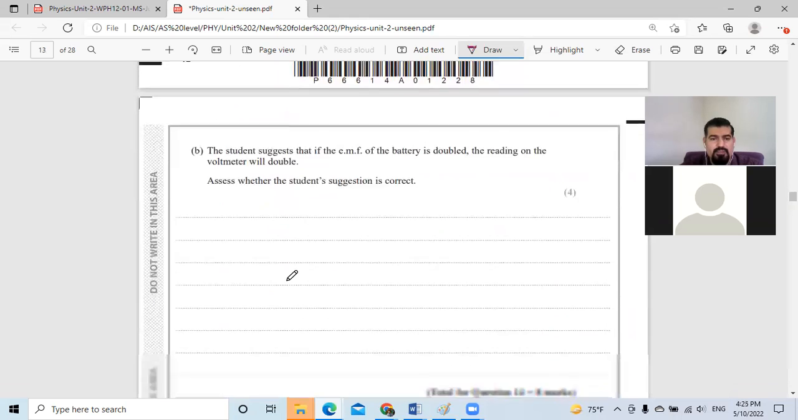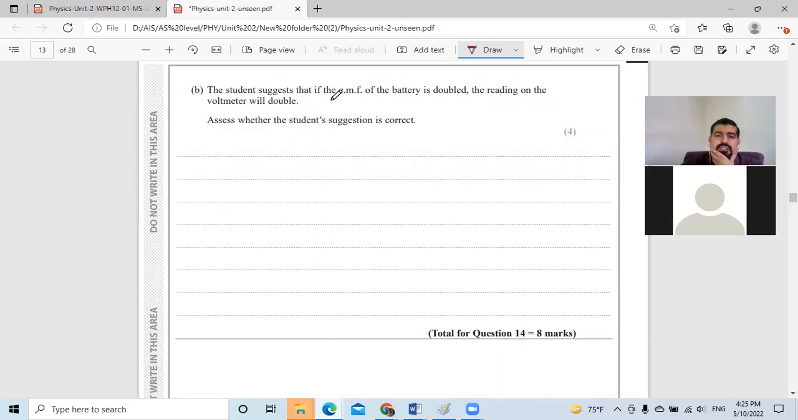This is part A. Part B. The students suggest that if the EMF of the battery is doubled, the reading of the voltmeter will be doubled. Assess whether the student suggestion is correct or not. Now look here. By increasing the voltage of the battery, what will happen to the size of the current in the circuit? It will be more, right? So by increasing the voltage of the battery, there will be more current through the circuit.